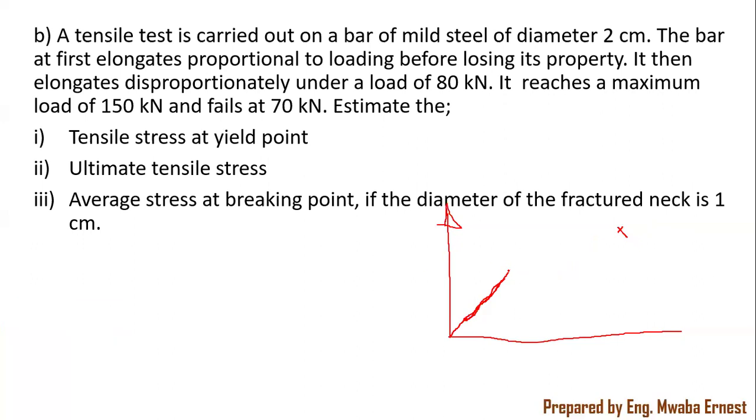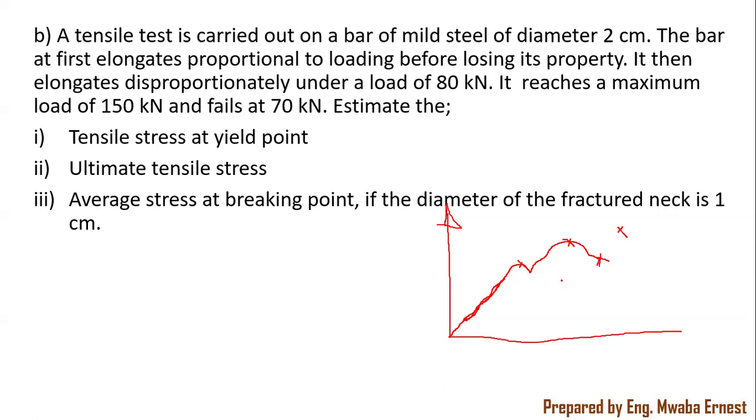Here we are saying that it loses that proportionality status, and then you have your maximum load, then it eventually fails at some point. So this is the maximum point. This is the point at which the proportional limit is gone. And this is the value at which it fails.